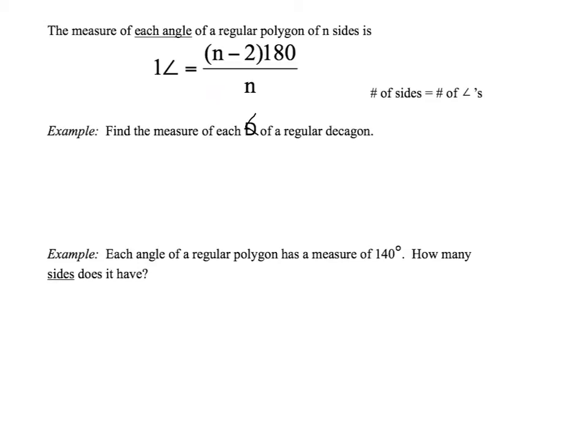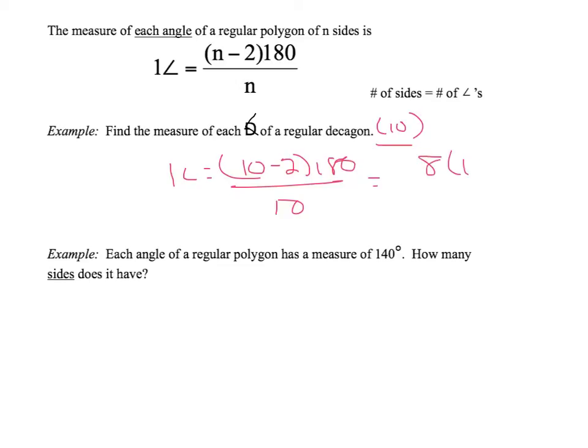So if I want to find the measure of each interior angle of a decagon, well, the first thing that you have to think of is how many sides does a decagon have? That's 10. All you have to do now is plug that in for your n. So one angle is 10 minus 2 times 180 over 10. Okay? If you work this out correctly, you will end up with, what is this, 8 times 180 over 10? Giving you 144 degrees for each one of those angles.